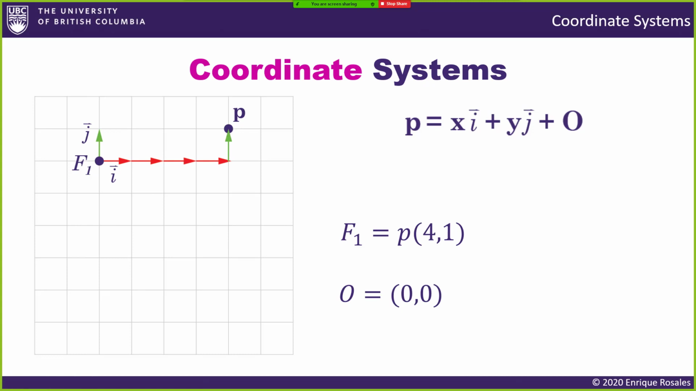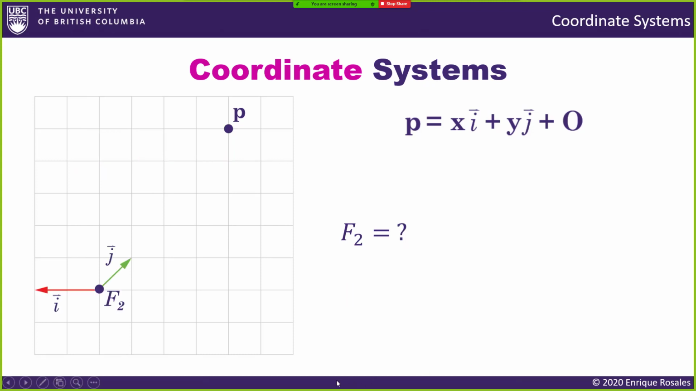Good. In this case, because this coordinate frame has its origin at 0, 0, we don't need to add anything else. If we add the origin, which is 0, 0, the coordinates are at the end basically the same. Now let's see what happens with this coordinate system. Now the basis vectors are different. The i basis vector is this one, the red one, and the j is this one, and they are rotated and also scaled. So what do you think are the coordinates for the point P with respect to frame 2?